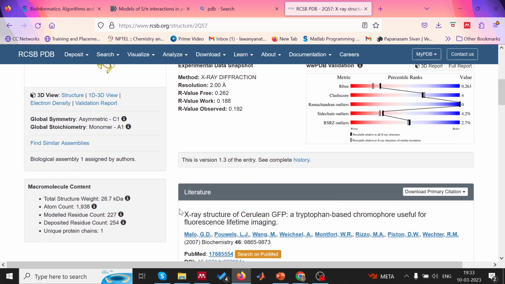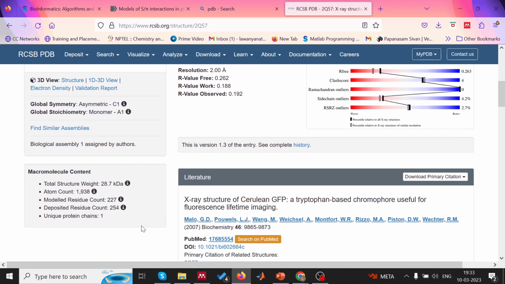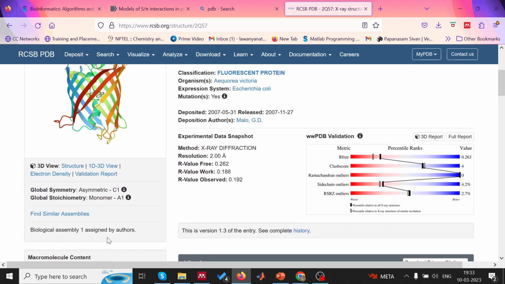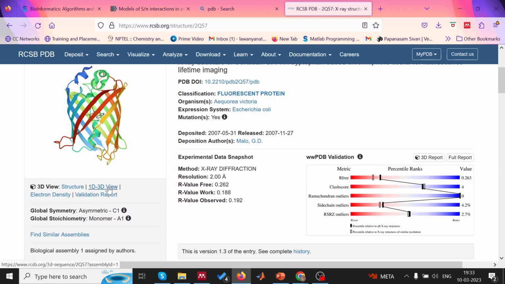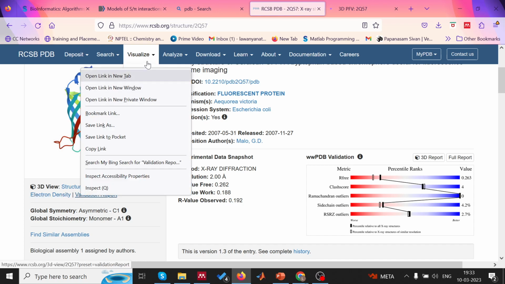So here you can find the total structure weight, atom count, model residue count, and all that information, and you can click on this validation report.